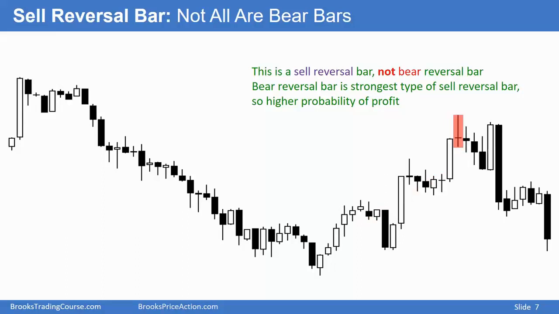When that's the case, it's usually better to wait for a second entry short, which would be below this bear bar. We tried to reverse up here. We got a small double top. Traders will sell below that bar and get filled right here.